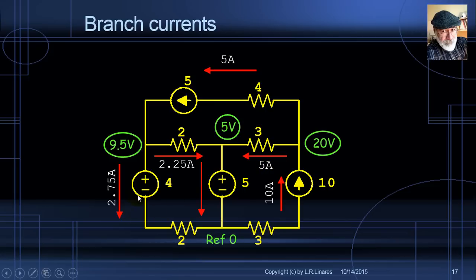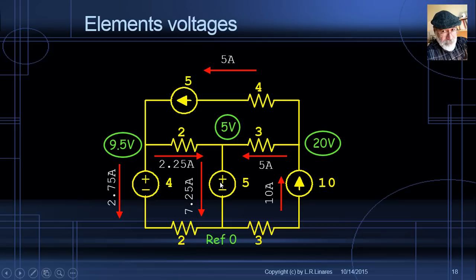The current here is the current in an RV branch. 9.5 minus 0 minus 4, that is 5.5, divided by 2, that is 2.75 amps, flowing like so. We have now to compute the current in the middle. In this 5 volt source, we use KCL here in the 5 volt node, and we say 2.25 plus 5, that is 7.25, flowing downwards through that 5 volt source. Currents down.